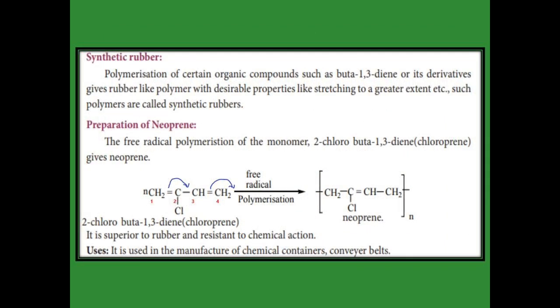Let's see some preparation of synthetic rubber. The synthetic rubber we are getting from the polymerization of buta-1,3-diene and its derivatives. We get the rubber-like polymer. First one, preparation of neoprene. The neoprene we get from the polymerization of the monomer 2-chloro-buta-1,3-diene. Another name for this one is chloroprene. When this chloroprene undergoes free radical polymerization, we get the neoprene.